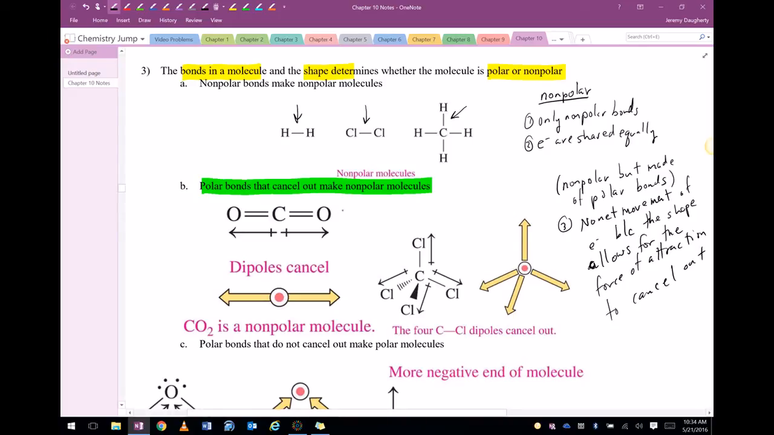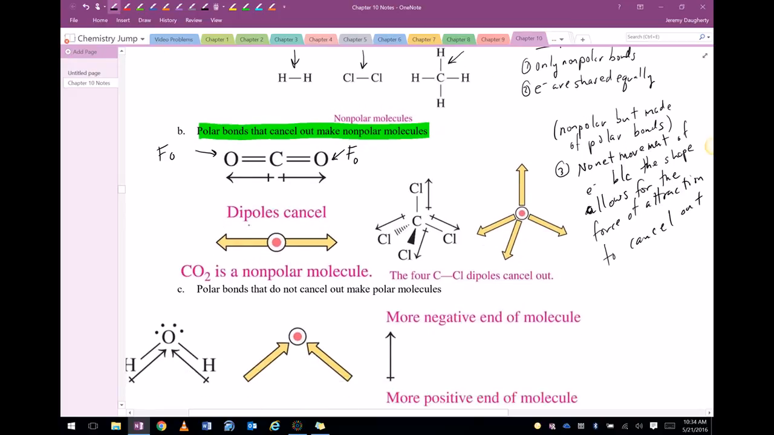So this oxygen is pulling with a certain amount of force, right? So here's this force of this oxygen. Well, guess what? This oxygen is pulling with the same amount of force. Since this is a linear molecule, the dipoles cancel out. There is no net movement of the electrons.